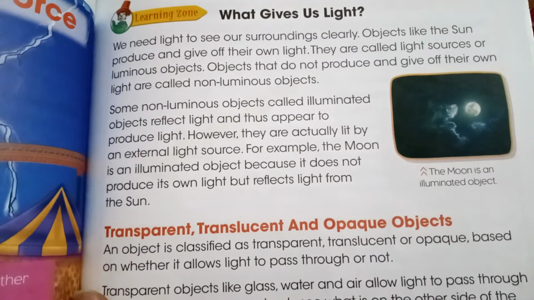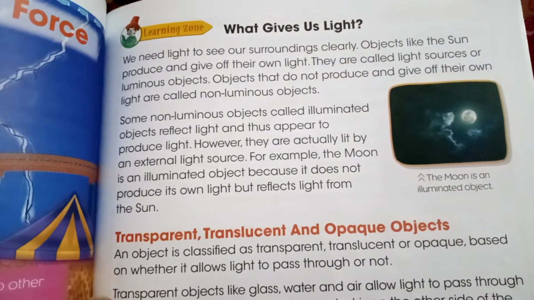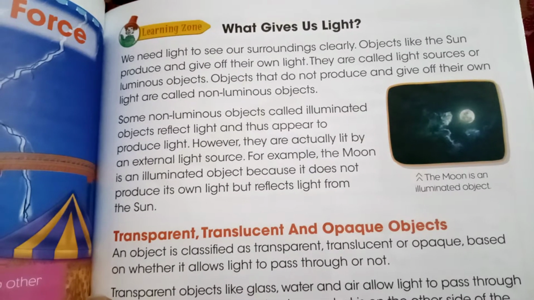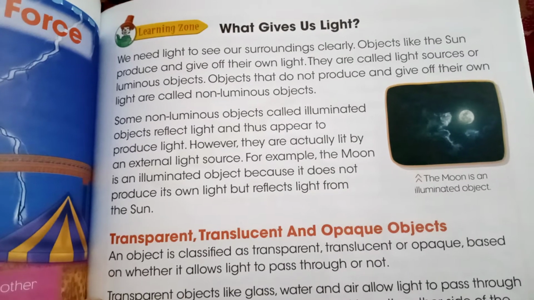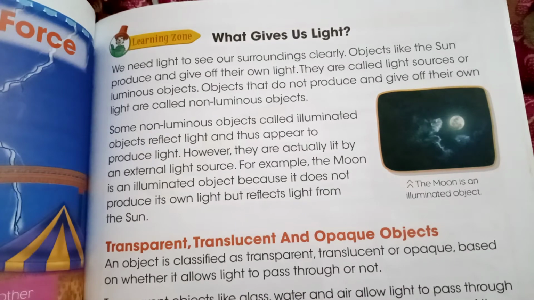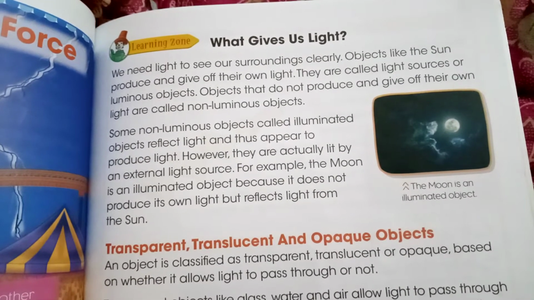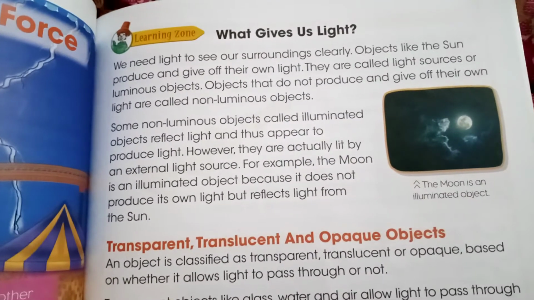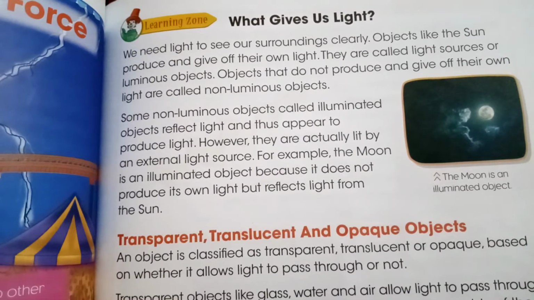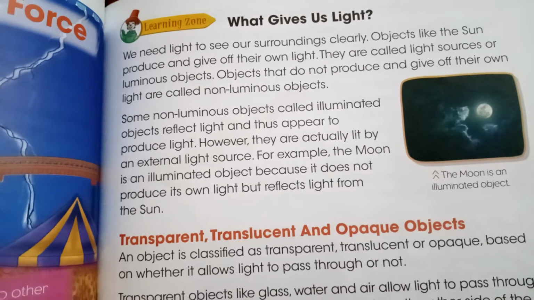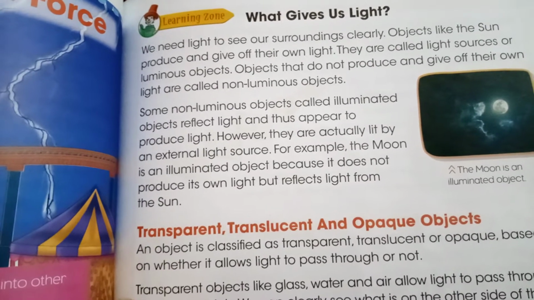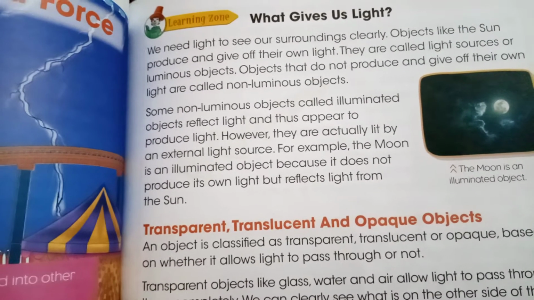But on the other hand, there are objects that do not produce their own light. They are called non-luminous objects. Some non-luminous objects are illuminated objects, which reflect light. The example is the moon. The moon does not have its own light, but it reflects light from the sun. It takes light from the sun and then it is illuminated. Illuminated means it becomes lightful.